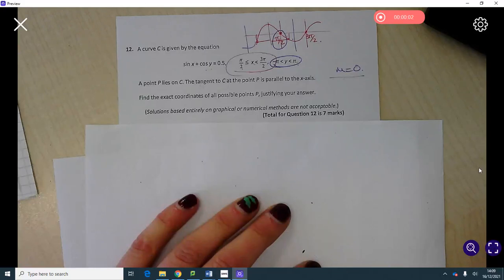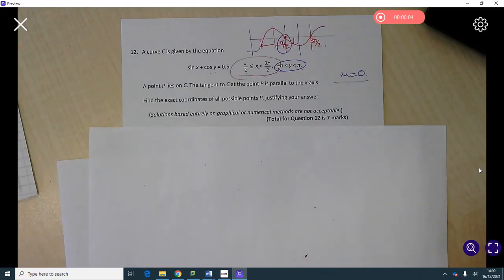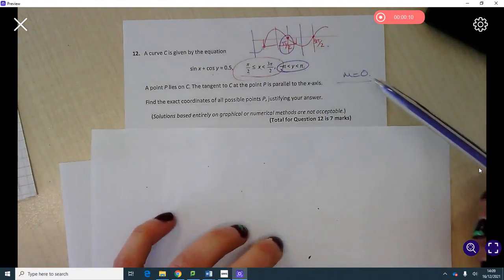This is paper 2, question 12. Apologies that this solution is already written out. I'm just going to go through it because the video didn't record properly first time.